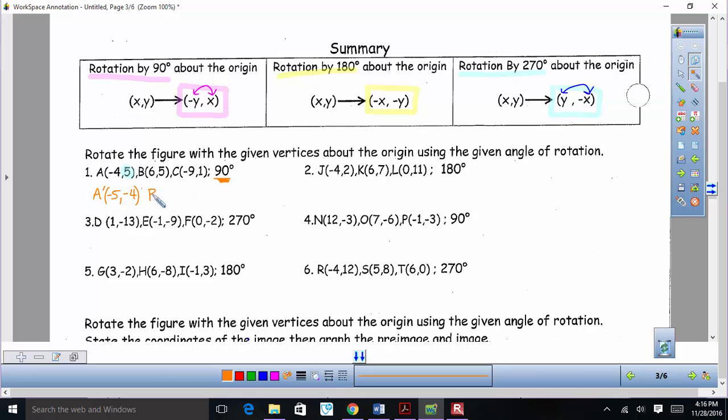Okay? So B prime, again, I'm going to go ahead and highlight what I'm making negative. So the y is going to change to be negative. So we're swapping these two. This is becoming negative. So -5, 6. And then for C prime, we swap, make y negative. So it would be -1, -9.